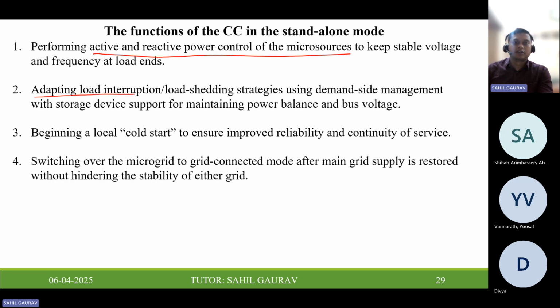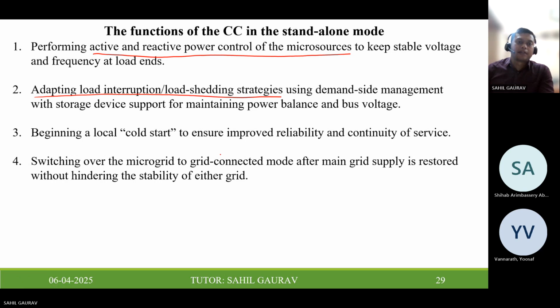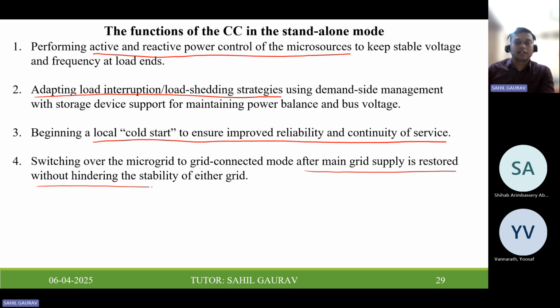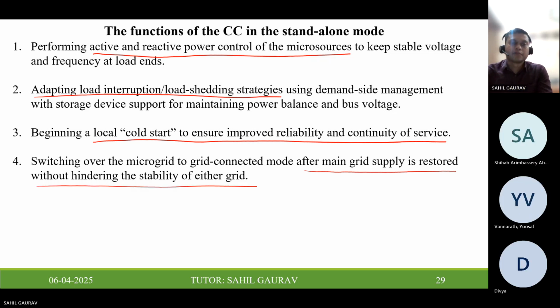It can adopt load interruption and load shedding strategies using demand side management, with storage device support for maintaining power balance and bus voltage. It can begin a local cold start to ensure improved reliability and continuity of service. It can switch the microgrid back to connected mode after main grid supply is restored, without hindering the stability of either grid.